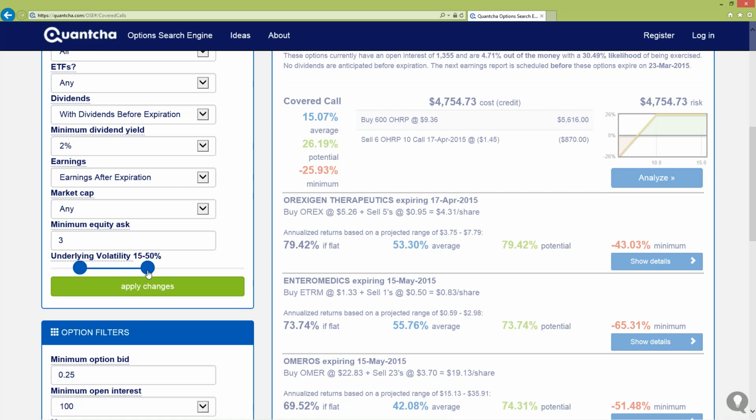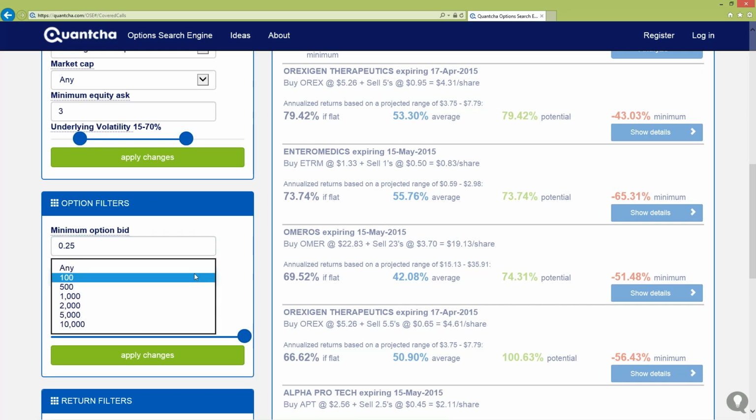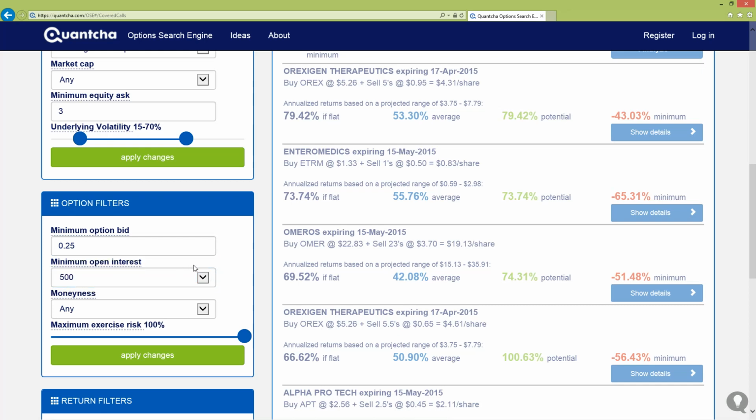And maybe for volatility, you want to open up the gates a little bit and say, you know what, I'm happy to go up to, let's say, 70% for volatility. So 15 to 70% there. When we get to the options side, you can also filter out and say you only want to see trades where you're making at least 25 cents on the bid for the option you're selling, or you want to see options that have high open interest, such as, let's say, 500 here.